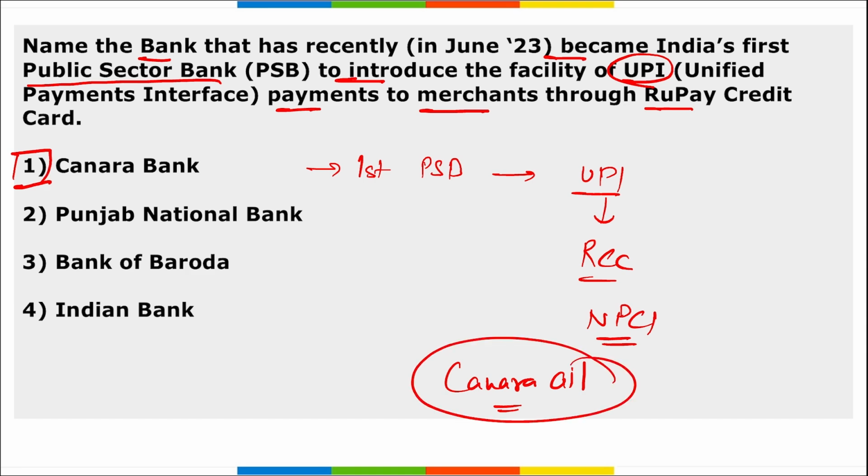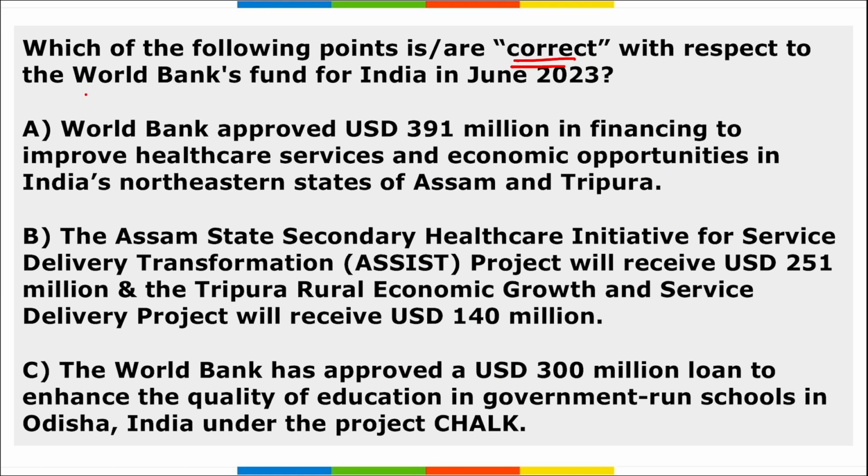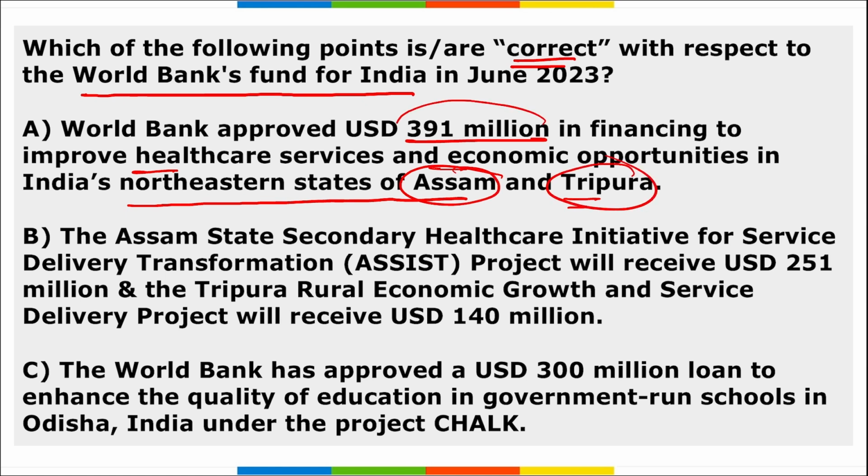Correct? Next, which among the following is correct with respect to the World Bank's fund for India in June 2023? So if we talk about them, remember recently World Bank has approved $391 million in financing to improve healthcare services and economic opportunities in the northeastern states of India, that is Assam and Tripura. So both the states are correct and the amount is also correct. So option A is right here.